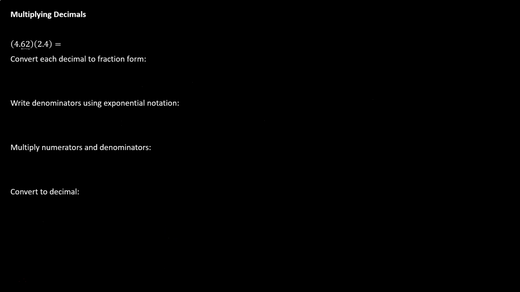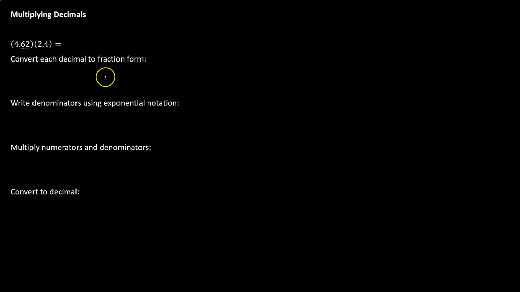Now let's take a look at how we multiply decimals. And remember, we're not just looking for the shortcut of multiplying them, we're trying to understand why that shortcut works. So first, let's convert each of these decimals into fraction form. Since we spent an entire chapter working on fractions, we're pretty familiar with how to multiply fractions.